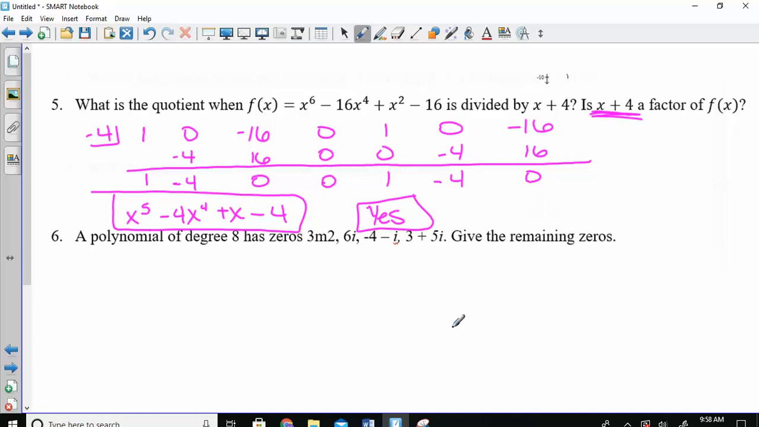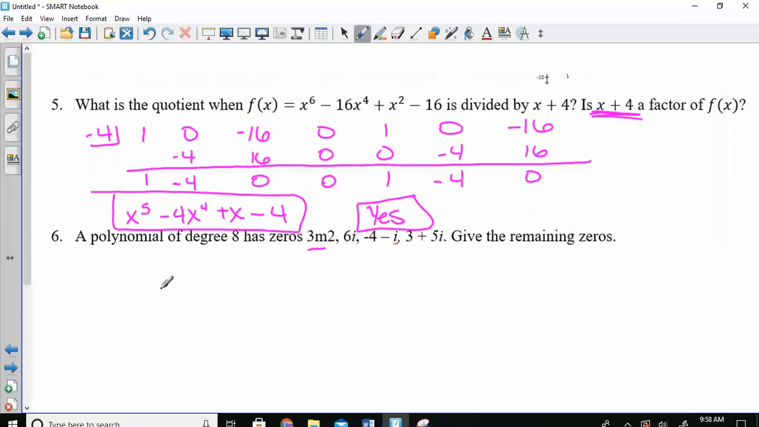Okay, that was kind of old stuff too. But the next question is new stuff. So we could have this on tomorrow's quiz. So we learned the degree tells you how many zeros you can have. I gave you some of them. I want the remaining ones.